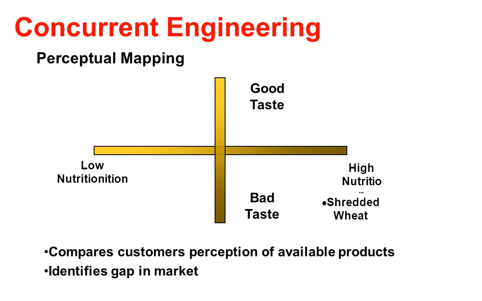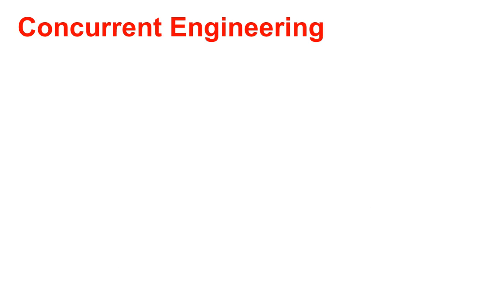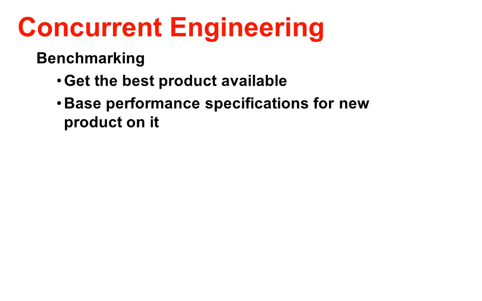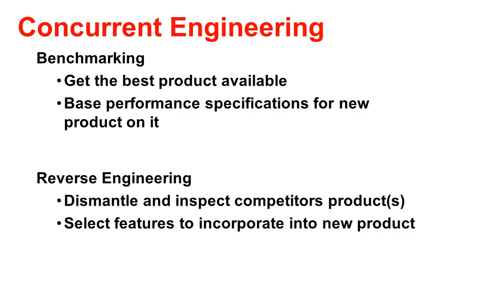Identify gap in market. Benchmarking is also carried out to get the best product available, and base performance specification for the new product on it. Reverse engineering: dismantle and inspect competitors' products to know the features, the way these are made, what sort of design they have taken into account, and then finally select the features to incorporate.